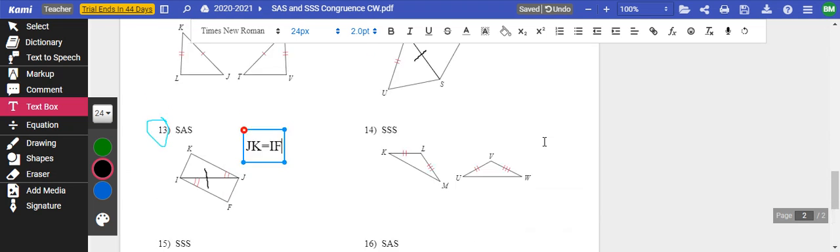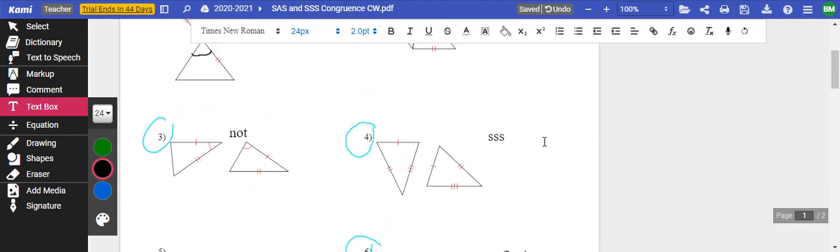I think that's it. Just some examples of side, side, side and side, angle, side.